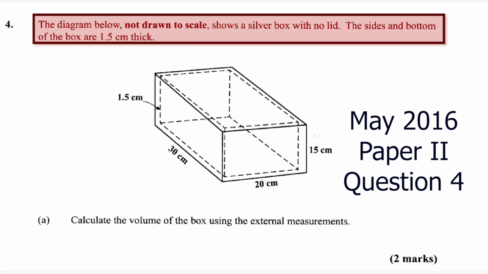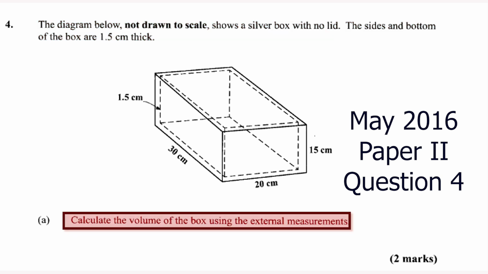The diagram below, not drawn to scale, shows a silver box with no lid. The sides and the bottom of the box are 1.5 centimeter thick. Calculate the volume of the box using the external measurements for 2 marks.